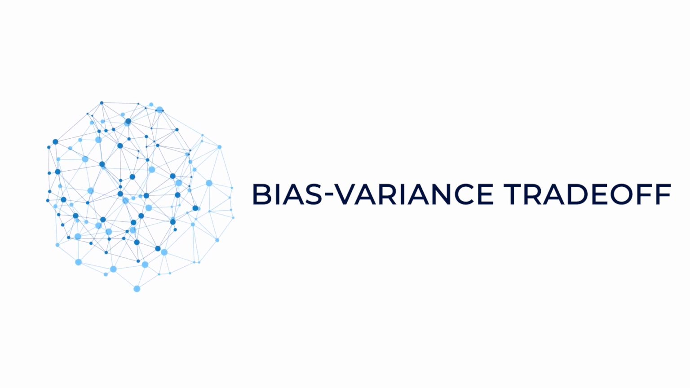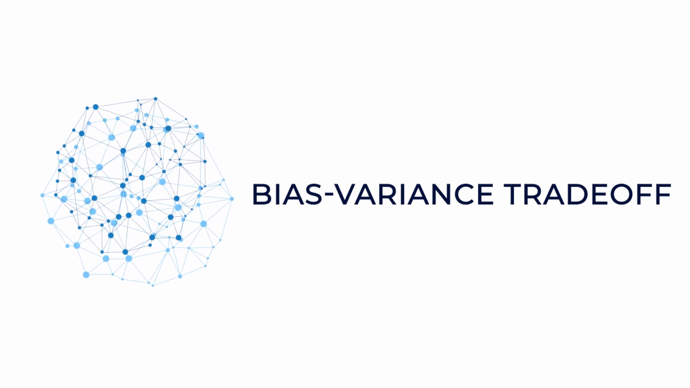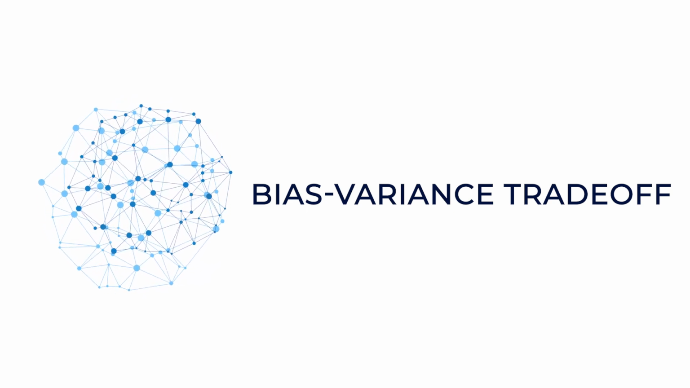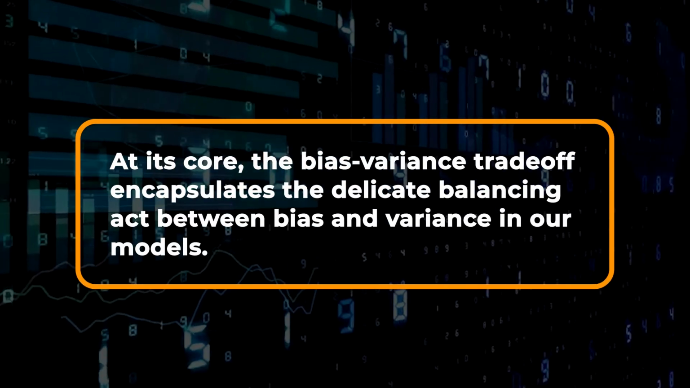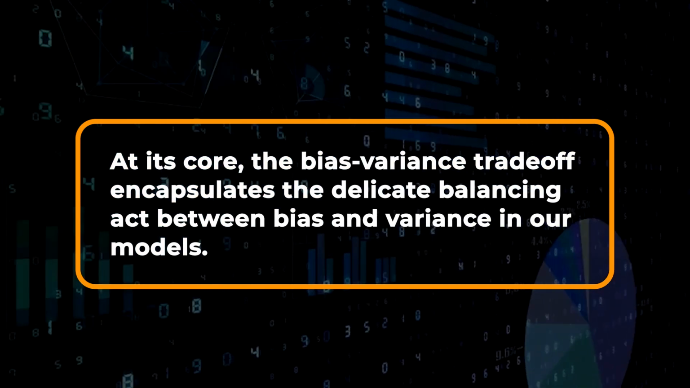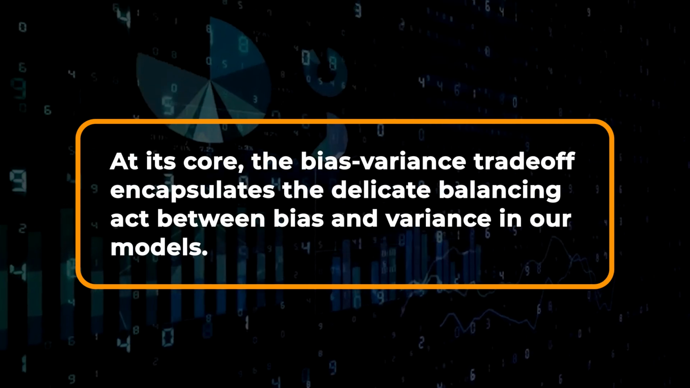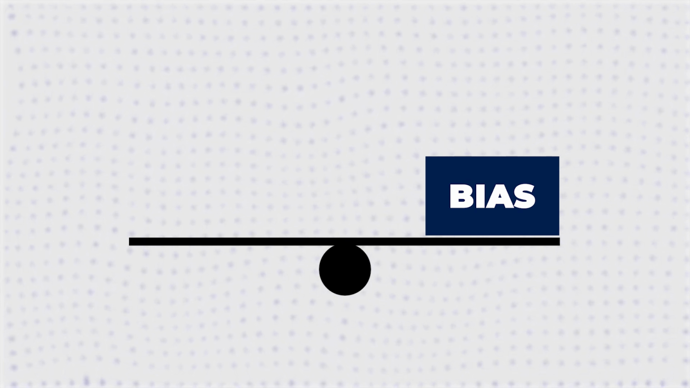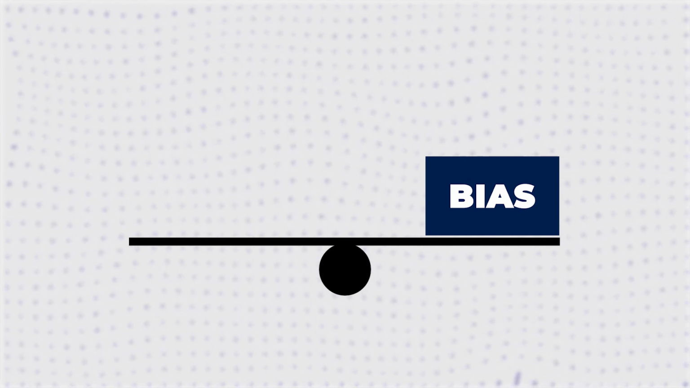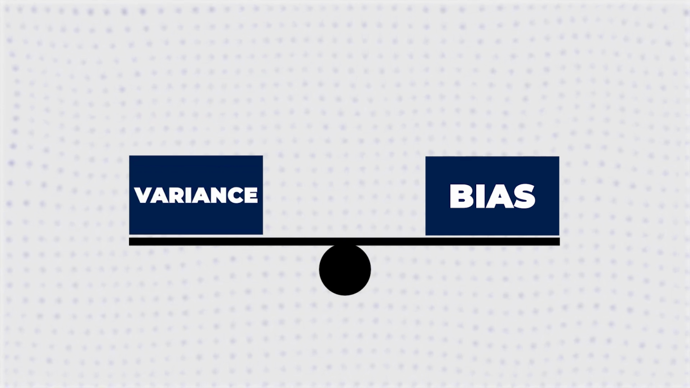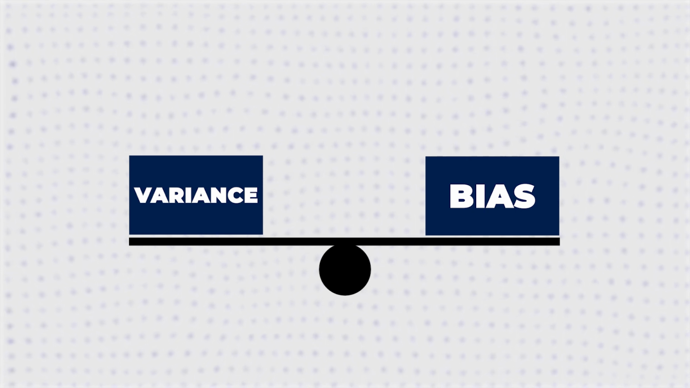Next up is the bias variance trade-off, a fundamental concept in machine learning that often leaves interviewees scratching their heads. But fear not, for we are about to demystify it. At its core, the bias variance trade-off encapsulates the delicate balancing act between bias and variance in our models. Imagine a seesaw. On one end, we have bias, representing the assumptions our model makes about the data. On the other end, we have variance, reflecting the model's sensitivity to fluctuations in the training data.